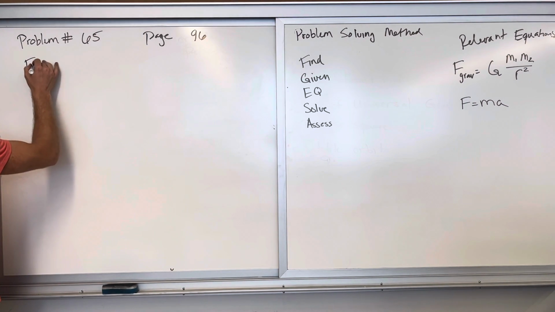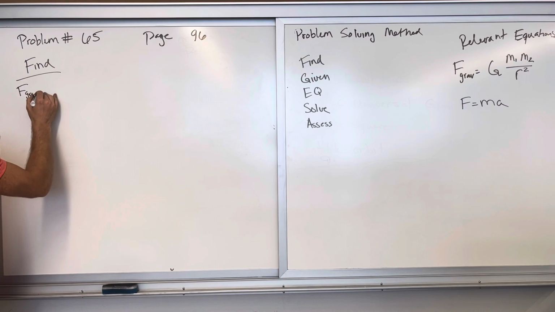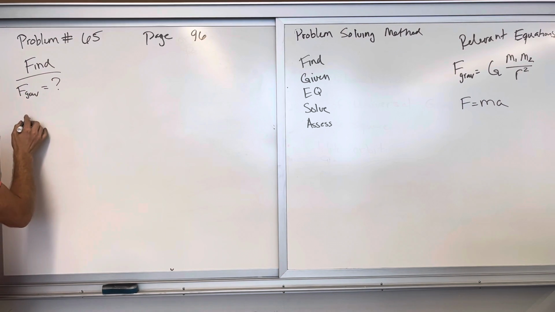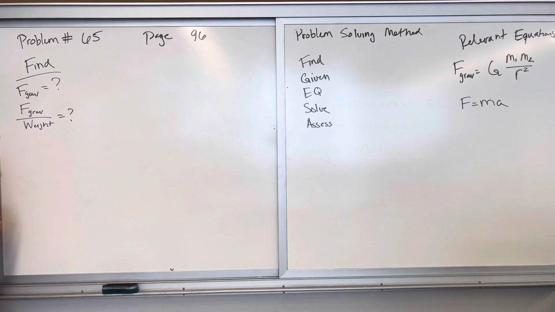So what they're asking us to find is the force due to gravity on the balls, and how that force due to gravity on each of them compares to their weight. Like what is that fraction? That's a good way of assessing it. What is the ratio between the two?